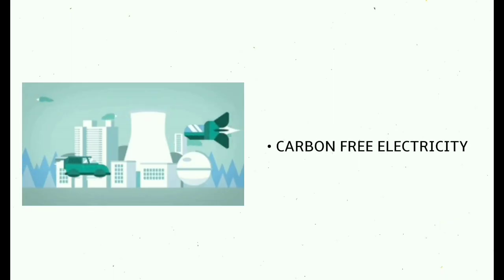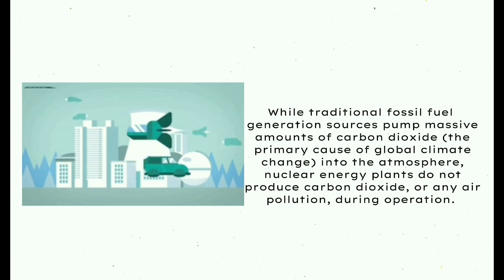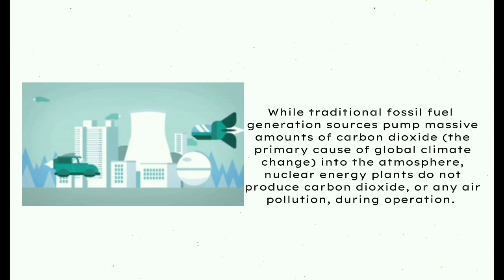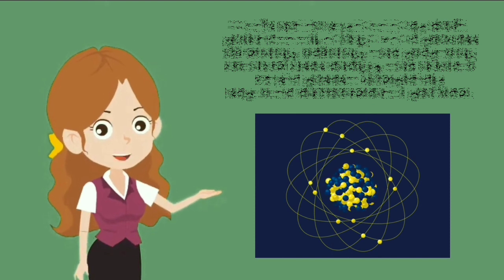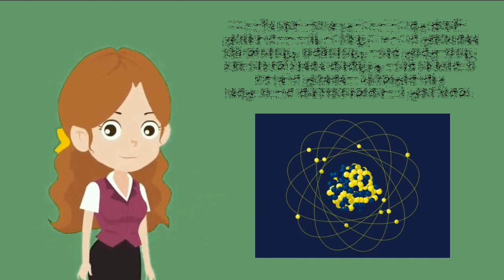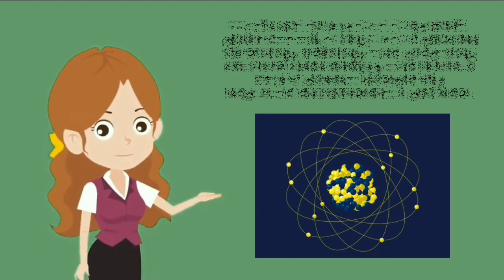The first one is the carbon-free electricity. While traditional fossil fuel generation sources pump massive amounts of carbon dioxide, the primary cause of climate change, into the atmosphere, nuclear energy plants do not produce carbon dioxide or any air pollution during operation. That's not to say that they don't pollute at all. Though the process of mining, refining, and preparing uranium uses energy, the nuclear waste poses a completely separate environmental problem.